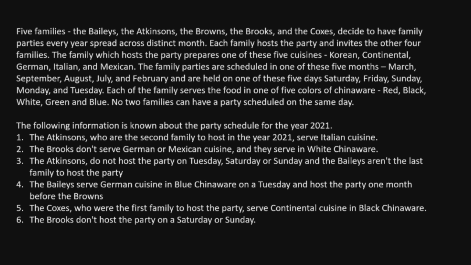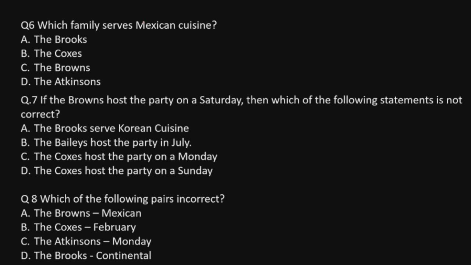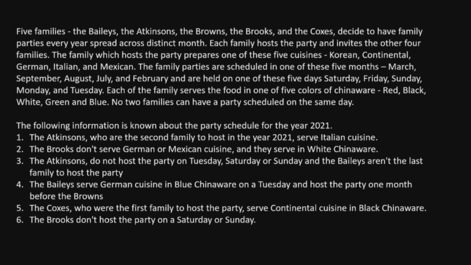So there are 5 families according to this passage: the Baileys, Atkinsons, Browns, Brooks and Coxes. So what I will do, I will quickly write their names. Baileys. Atkinson. Then Browns, Brooks and Cox.